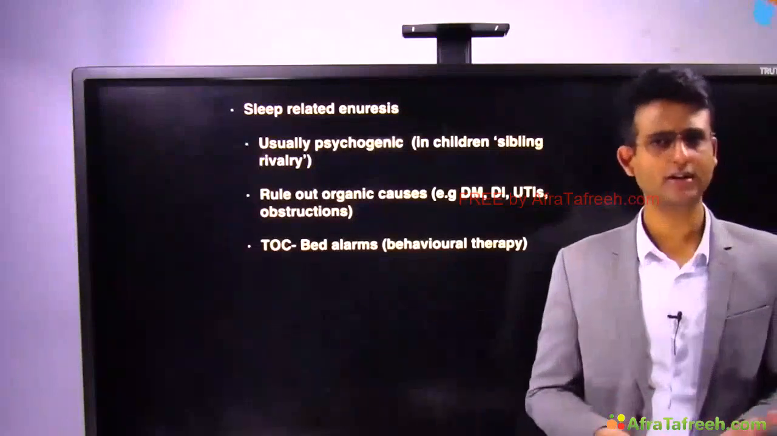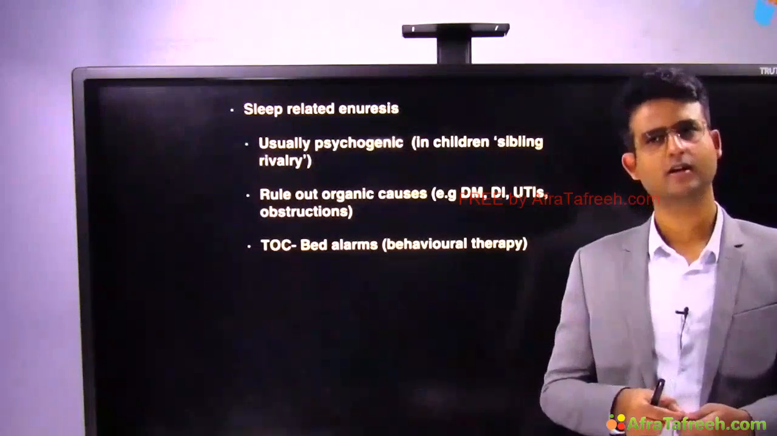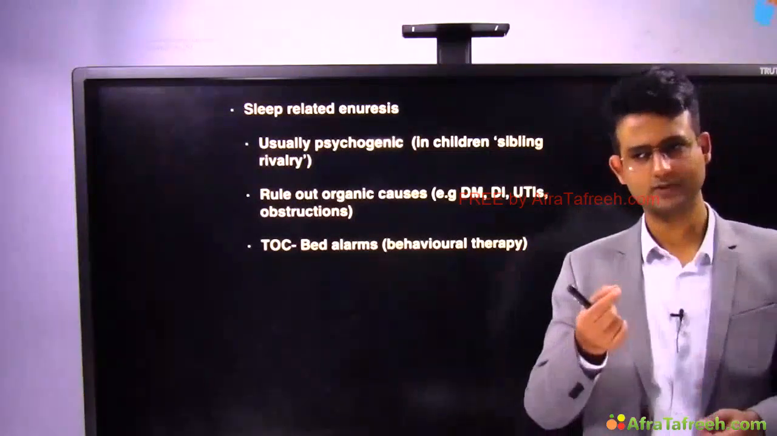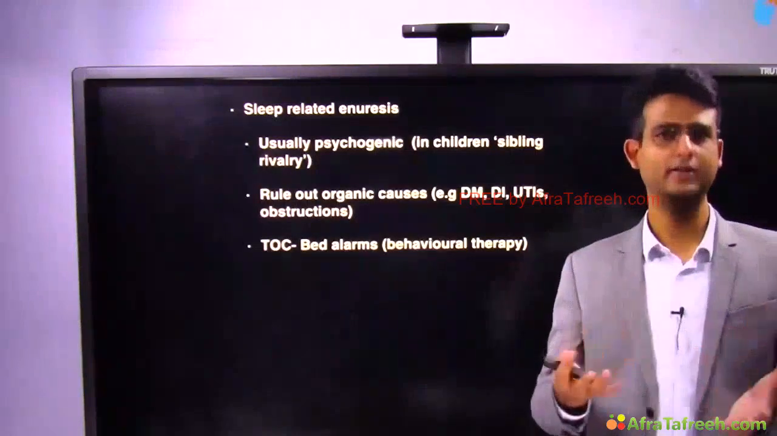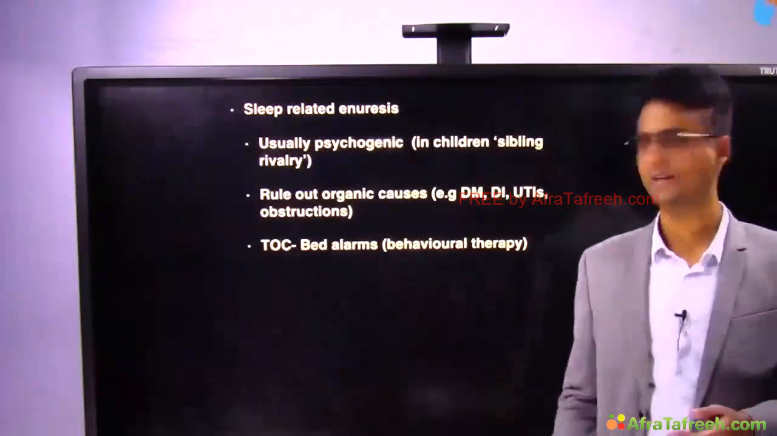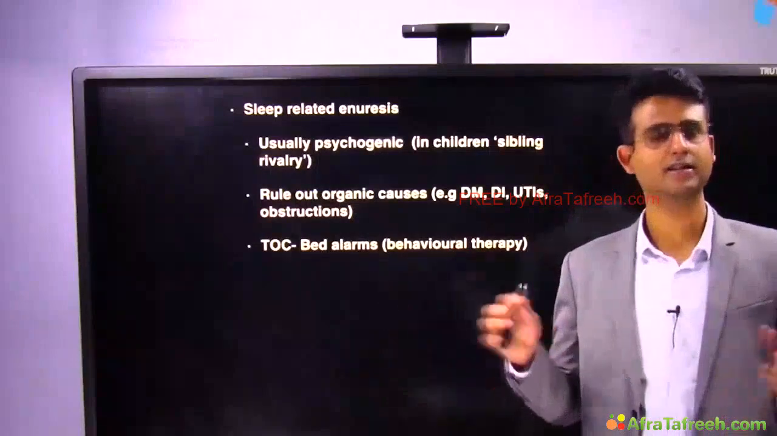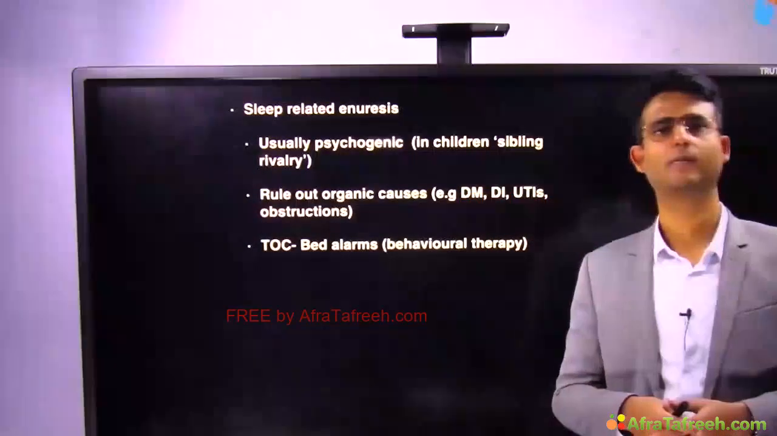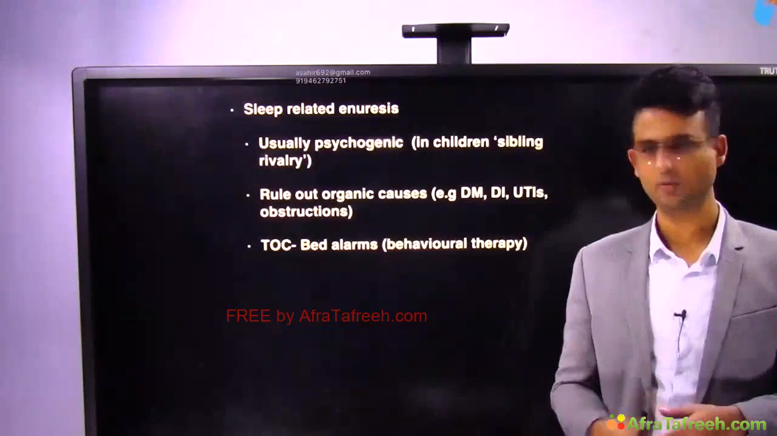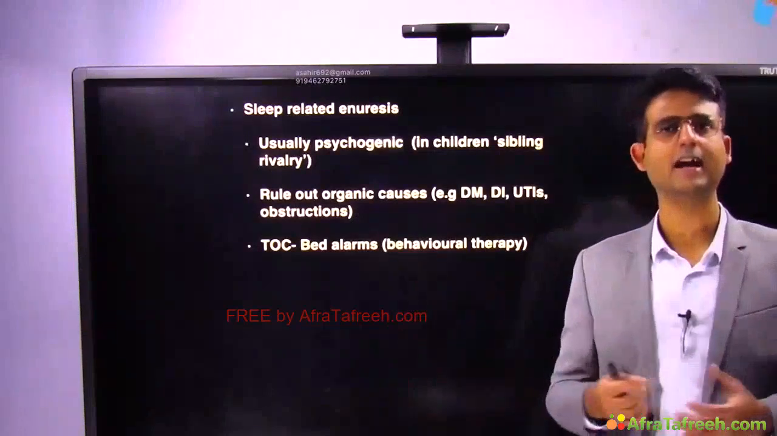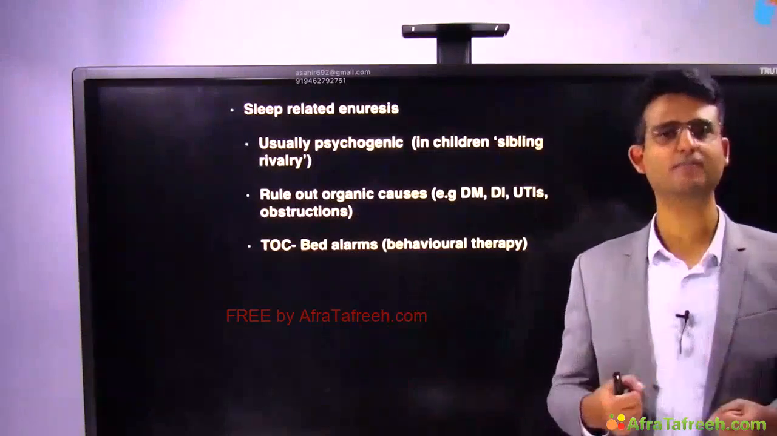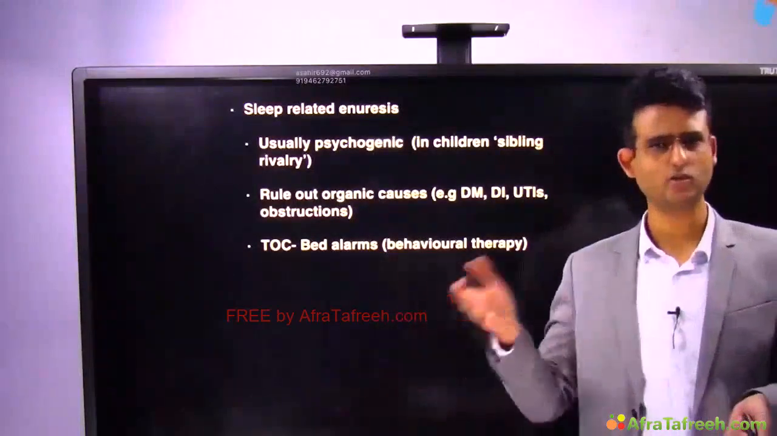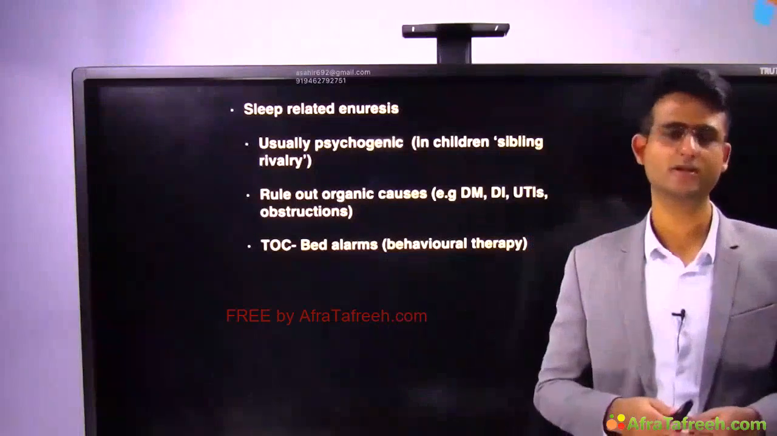Now in bed alarms, what you are doing is you basically put a sensor in the inner ears of the child. If the child urinates, because of the wetness the sensor would get activated, and that further would activate an alarm. An alarm would start to ring and the child will get up. So basically what you are trying to do is create a correlation between the act of getting up and the sensation of bladder fullness. When the alarm rings, the child has to get up. It is quite similar to the Pavlov experiment that you must have read in physiology.